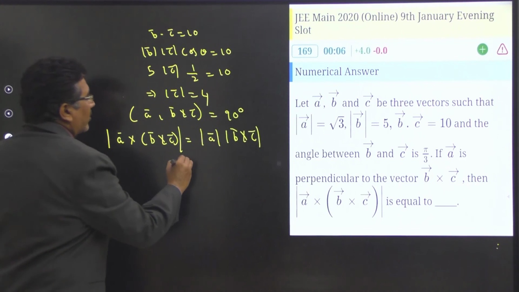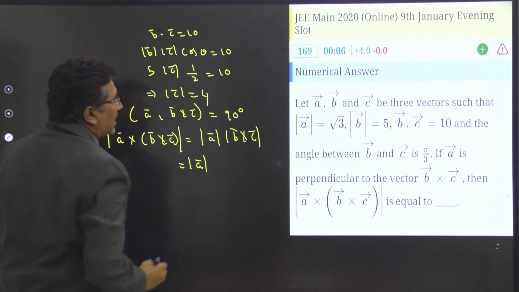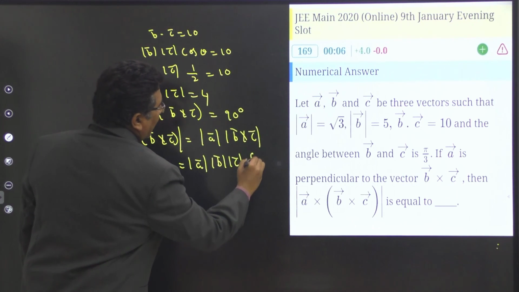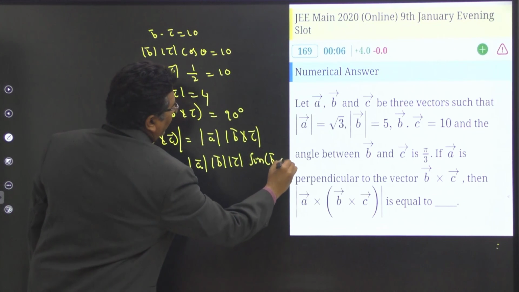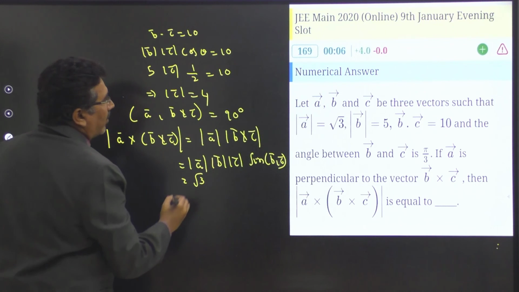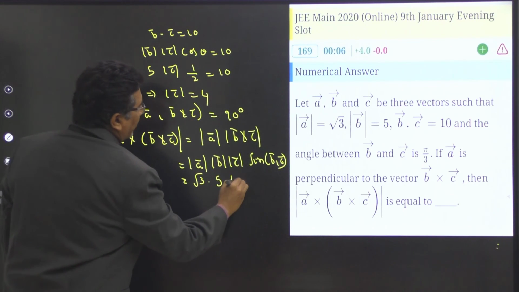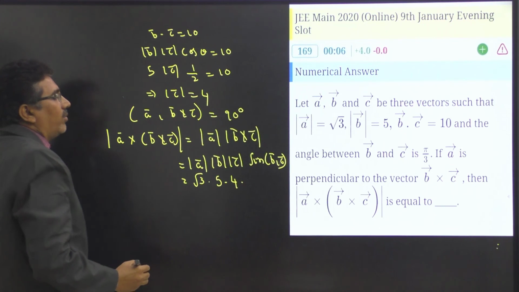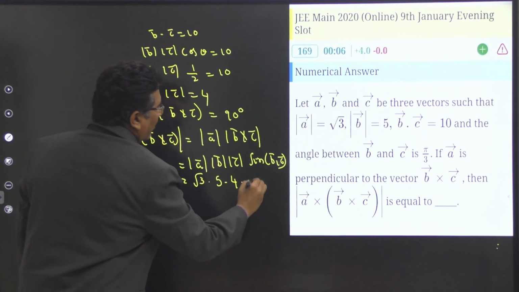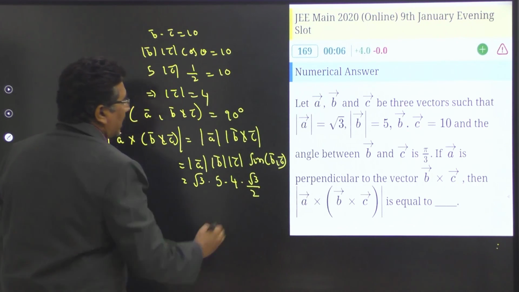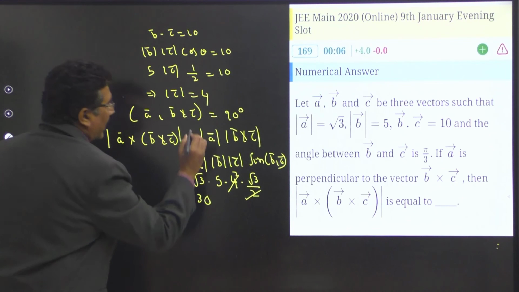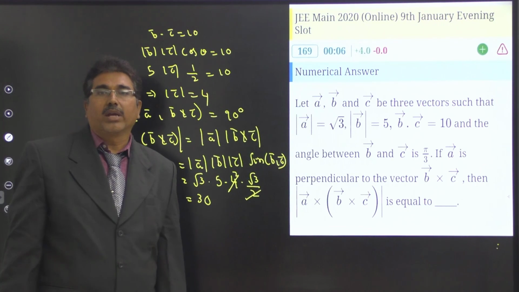Now that is equal to mod A bar modulus of B bar cross C bar, mod B bar mod C bar sine of angle between B bar comma C bar, that is equal to mod A bar root 3, mod B bar 5, mod C bar, that is 4, sine of angle between B bar comma C bar, sine pi by 3, that is root 3 by 2. Right, 2 ones, 2 twos are cancelled, 5 twos are 10, 10 threes are 30. Right? Okay, thank you.